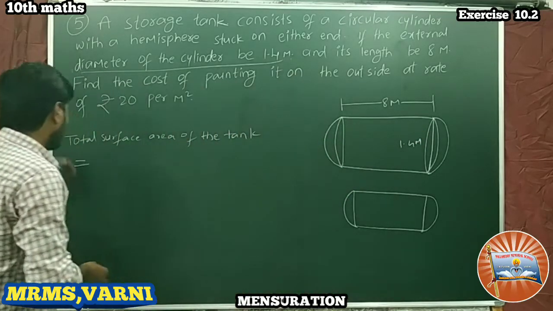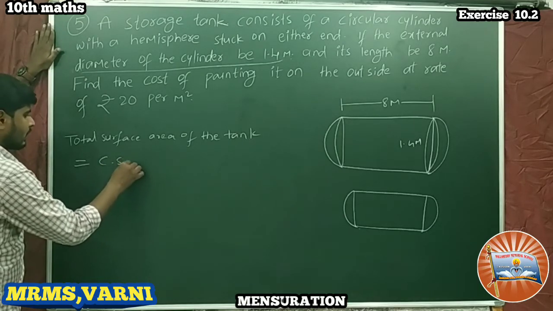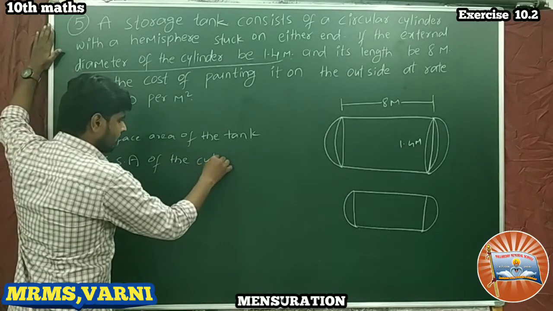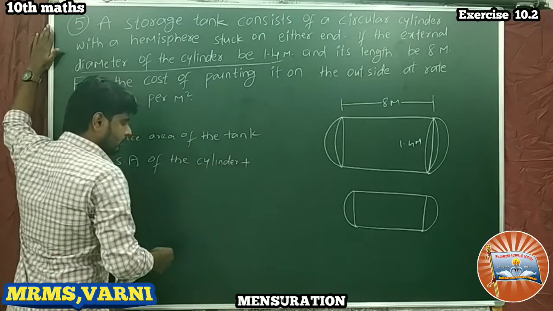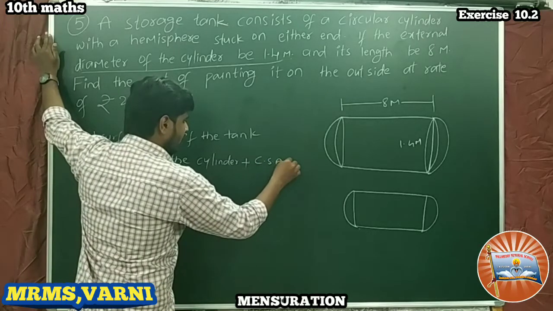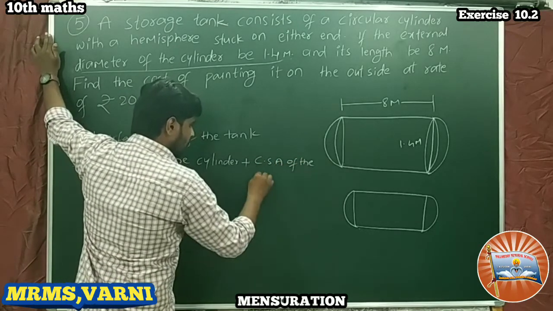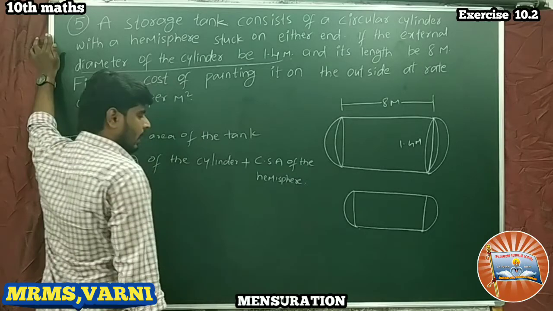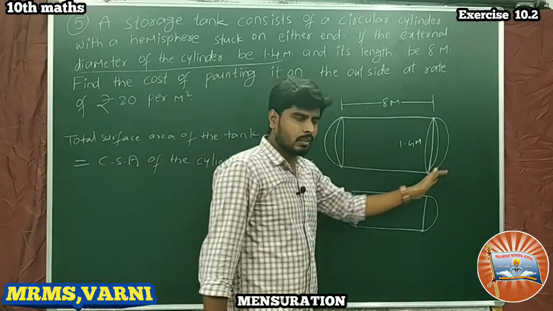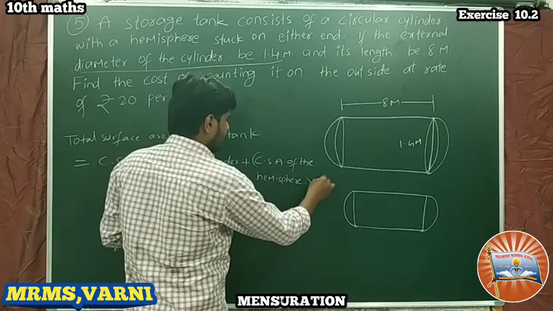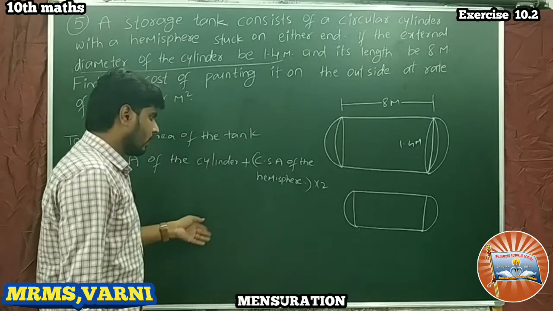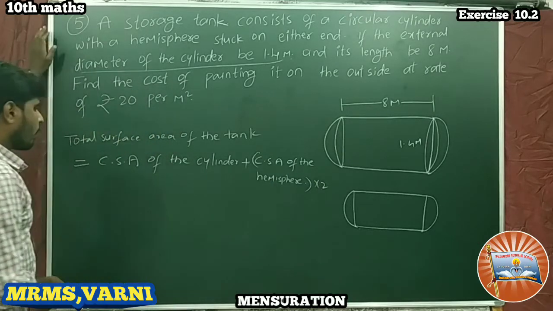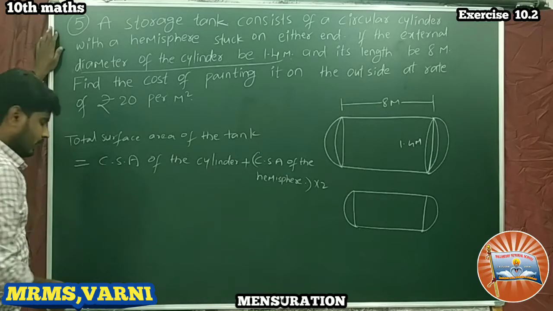So that is why the total surface area is the CSA of the cylinder plus the CSA of the hemisphere. How many hemispheres do we have here? 2 hemispheres. That is why we need to multiply with 2, or else we can write 2 in front also. So first of all we have to find the CSA of the cylinder.